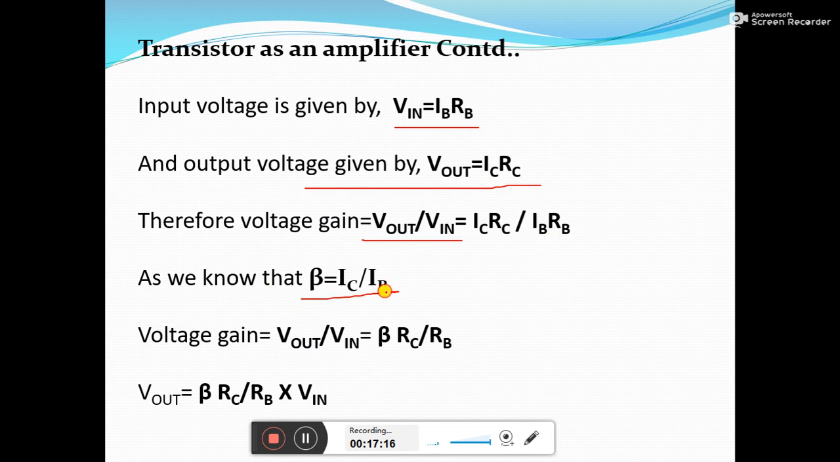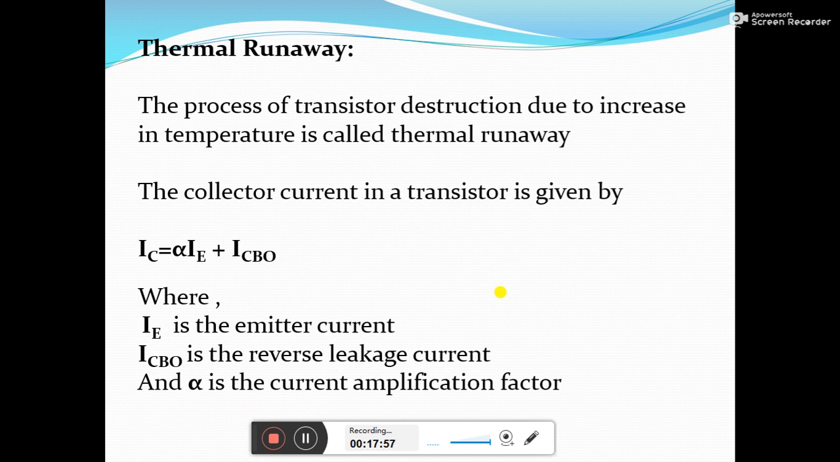But we know that the current amplification factor beta for CE configuration is defined as IC divided by IB. If you rewrite the equation, Vout divided by Vin is nothing but beta times RC divided by RB. So Vout will be equal to beta times RC divided by RB into Vin. In the sense, Vout will always be larger than Vin, because beta will always be greater than 1. Typically it ranges from 2 to 500, so you will always get an output voltage magnitude greater than the input voltage magnitude.